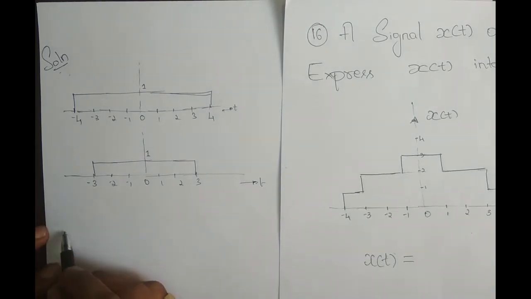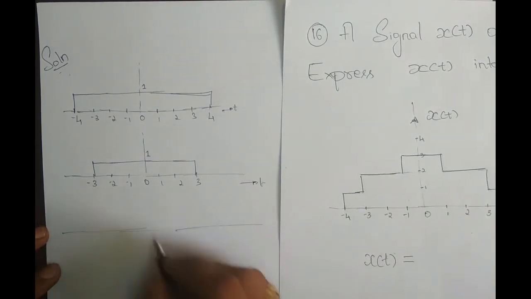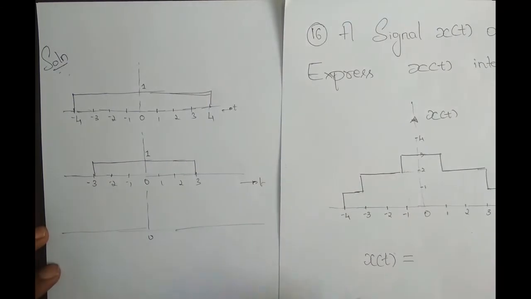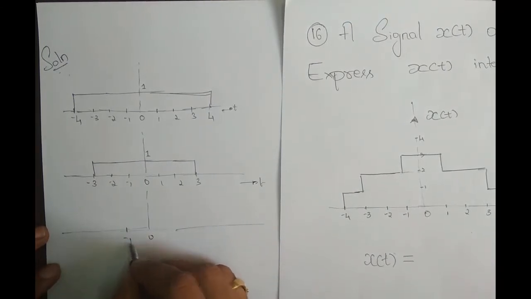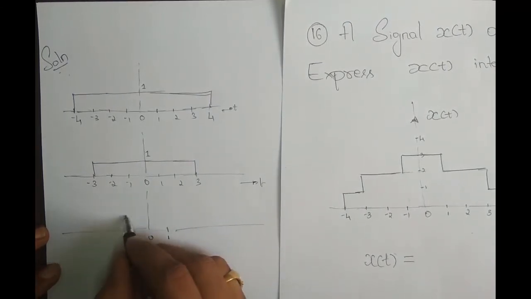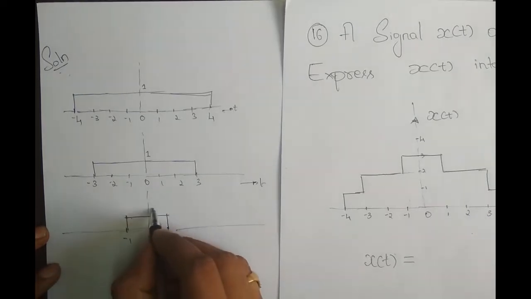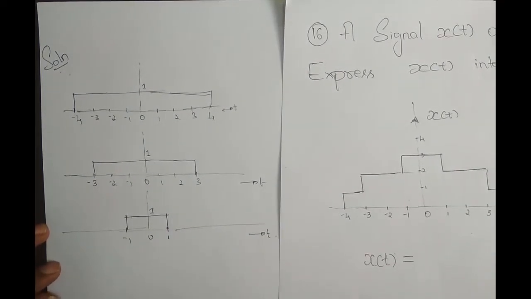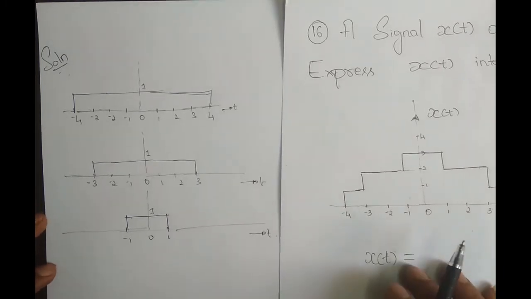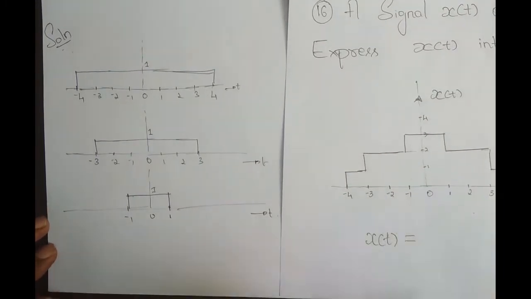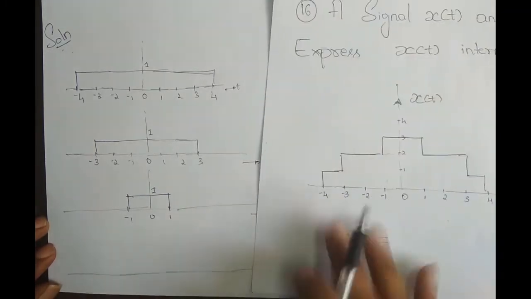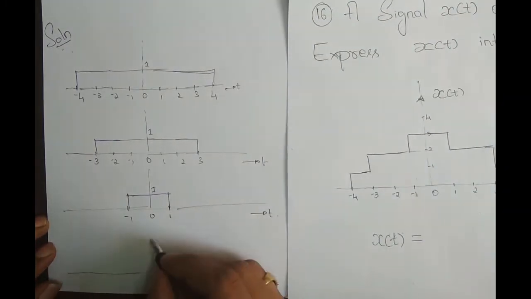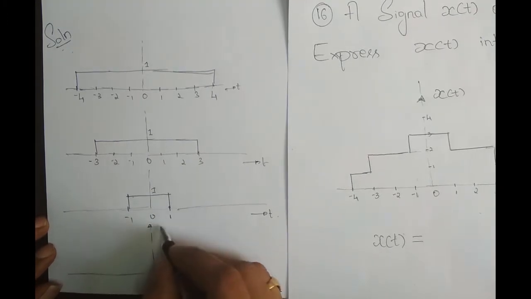And one more signal, where t is varying from -1 to 1, and the value of its amplitude is 1. Okay. So what happens now? What if I add these three signals? What do I need to get back? I need to get back this x of t, right? When I add these three signals, we shall add them first. Later on, we'll see what can be done.